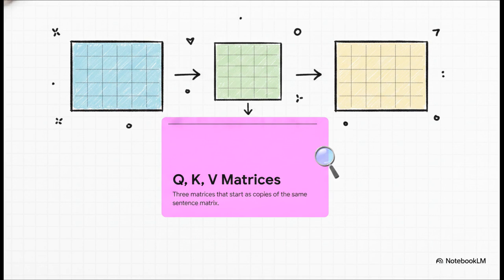Now, if you go and read the original paper, you're going to hit a wall of alphabet soup notation pretty fast. But I promise, it's just shorthand for everything we just discussed. First, you'll see Q, K, and V. Those stand for query, key, and value. Honestly, don't worry about their deeper conceptual meaning just yet. For right now, all you need to know is that all three of these start out as exact copies of our original 6 by 512 sentence matrix. They are literally just sentence-shaped grids of numbers.